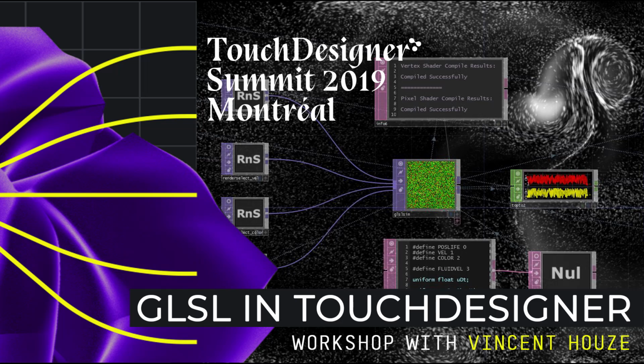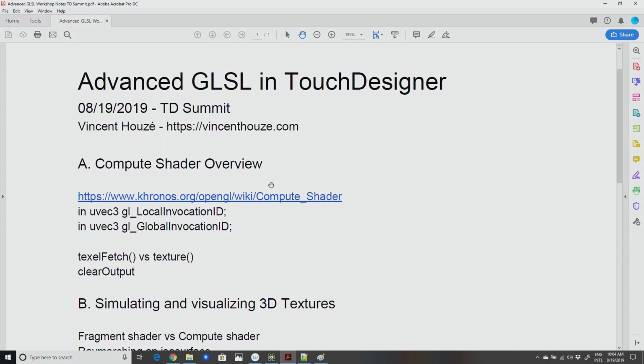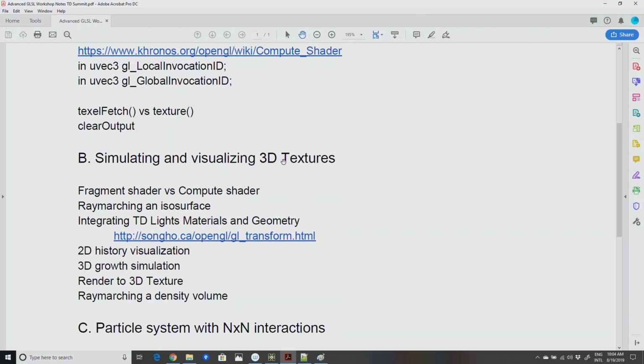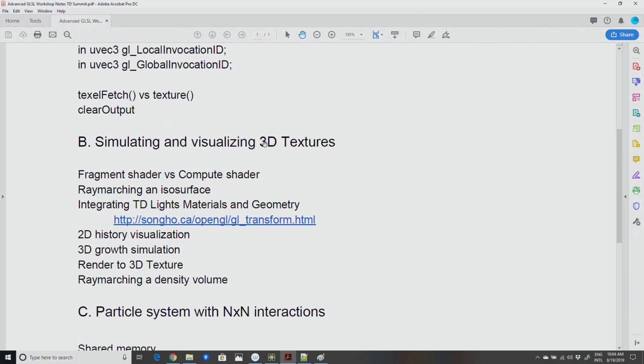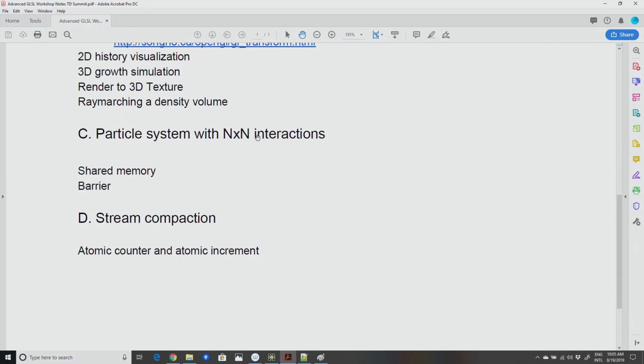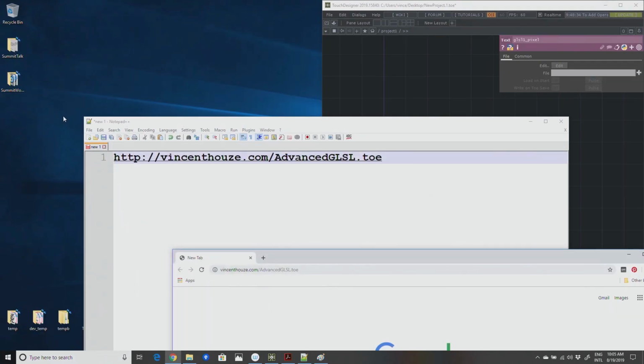If you read the description of the workshop, I'm going to focus on what you can do and what compute shaders are interesting for in TouchDesigner. First we're going to have a little overview. Then one of the main interesting uses is to manipulate and create 3D textures. Another interesting use is to speed up particle systems. And the last example is a specific feature on how to use atomic counters, which is an interesting feature.